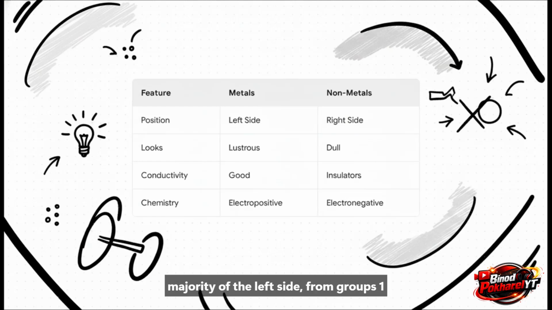Taking up the vast majority of the left side, from groups 1 to 13, are the metals. They're shiny or lustrous, and they are fantastic conductors of heat and electricity. Chemically, we call them electropositive, which just means they desperately want to lose their outer electrons to achieve a stable subshell. Conversely, huddled over on the right side, we have the nonmetals. They are mostly dull, they act as terrible conductors or great insulators, and they are electronegative. They are super hungry to gain electrons to fill out their shells.